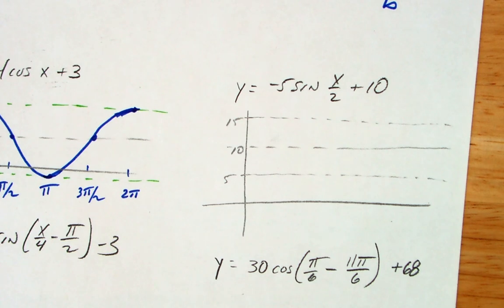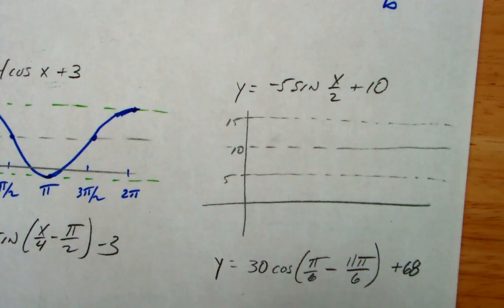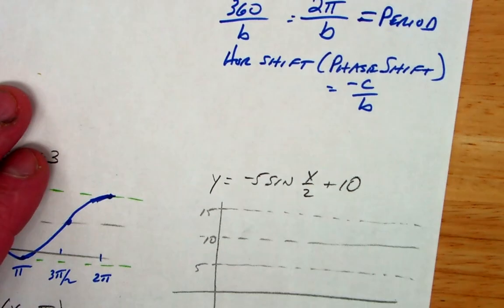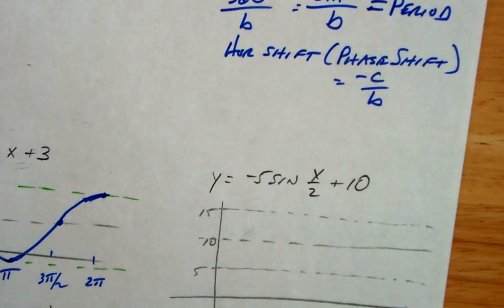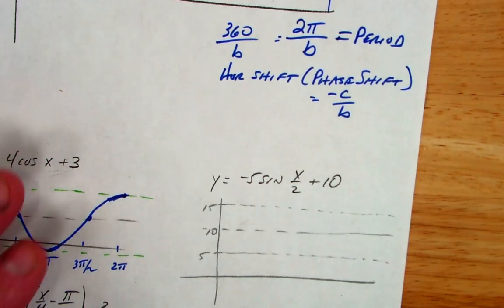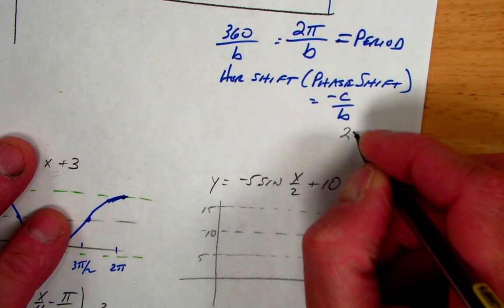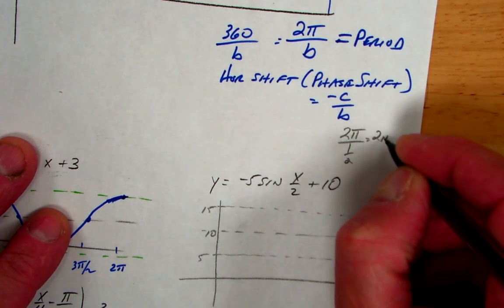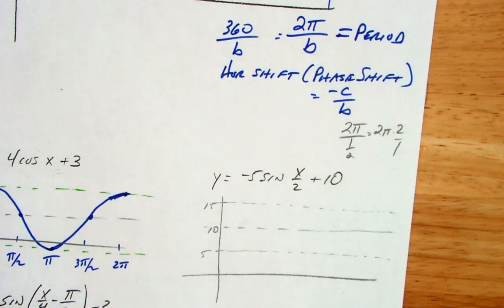There's another way you could do this if you want. Use your formula. I know some of you guys just love formulas. We could use this formula right here. It says 2 pi over b. 2 pi over 1/2 is 2 pi times 2 over 1. So that's 4 pi.